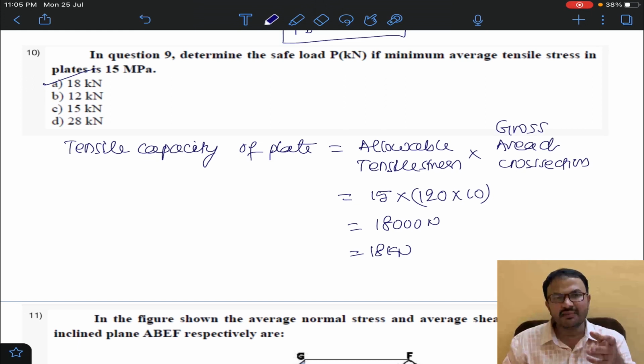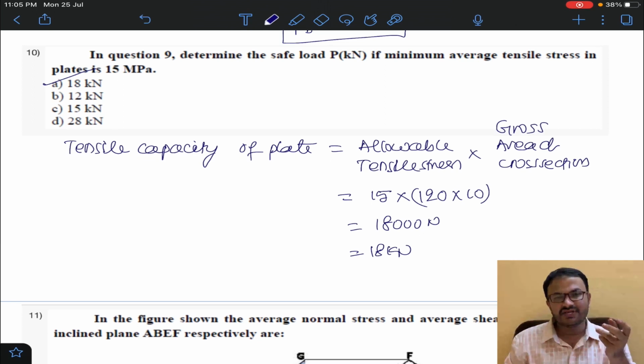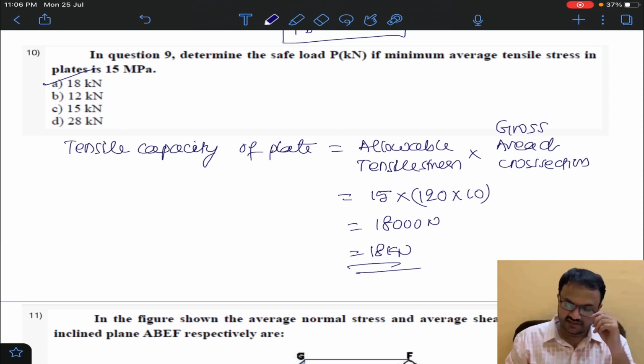Okay, but tensile capacity, it is not related to any particular bolt. It is related to entire plate. To get tensile capacity, we need to multiply the gross area of the plate with allowable tensile stress. Then we will get tensile capacity. So here we got the answer as 18 kilonewton. So 10th answer is A.